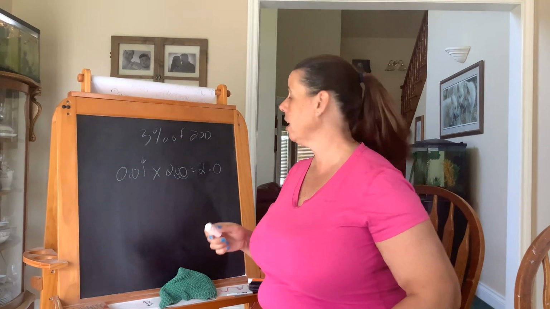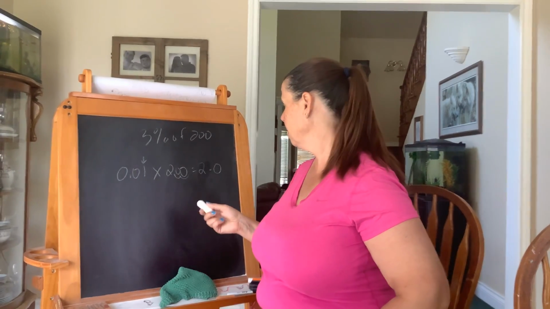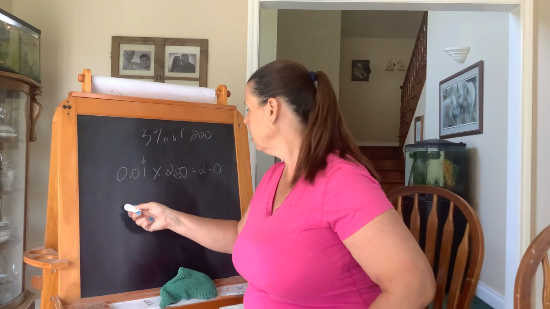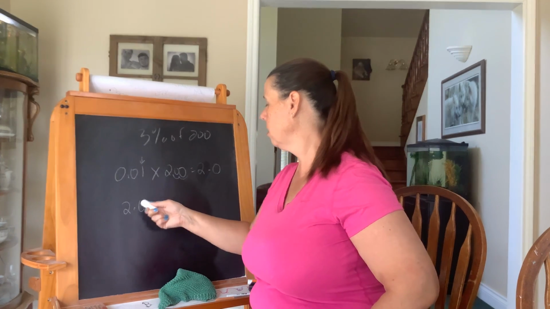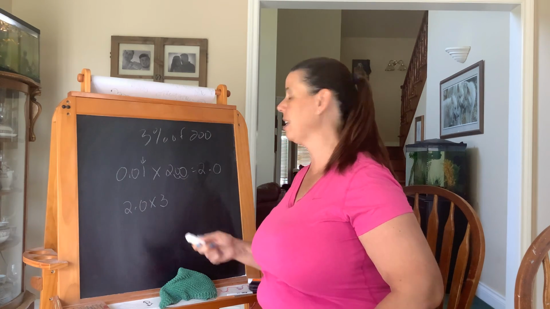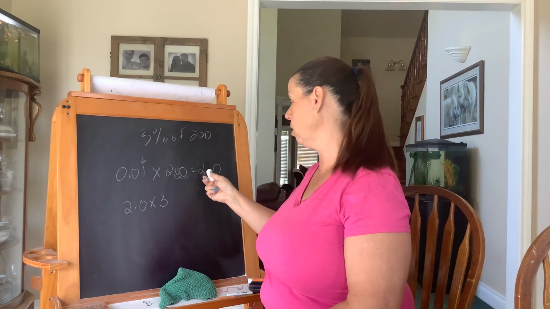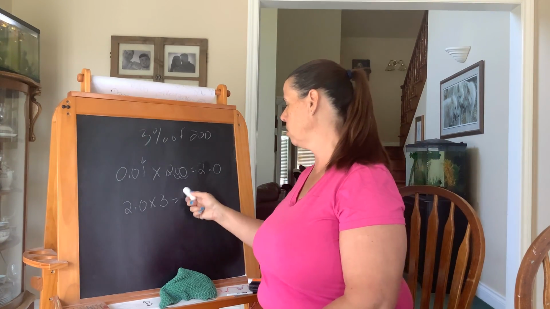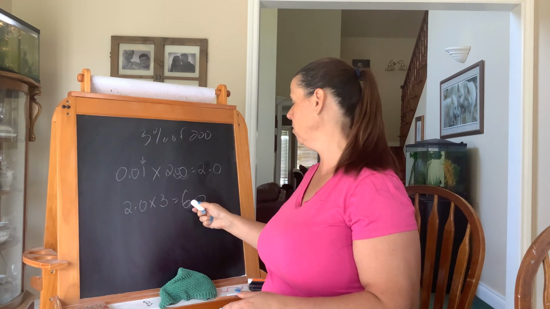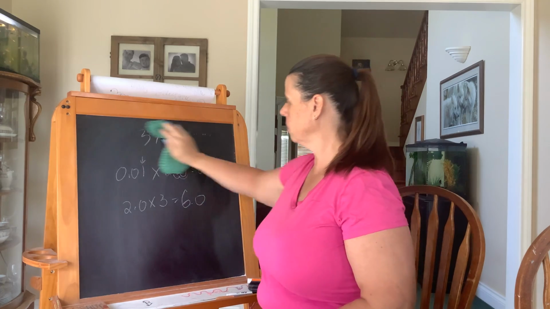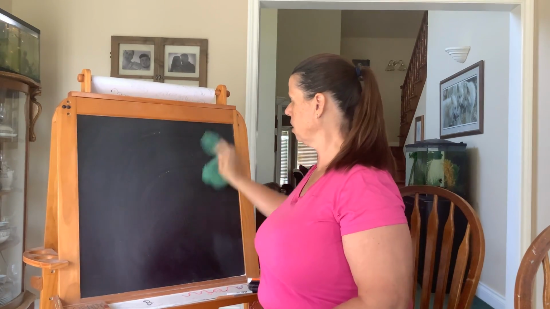Now I need 3%. So I'm going to take my 2 decimal 0, and I'm going to times it by 3 because I need 3%, and this is only 1%. So 2 times 3 is 6. Okay? Or 6 decimal 0, whichever you like. Okay? All right, go finish that last part of that question all by yourself.